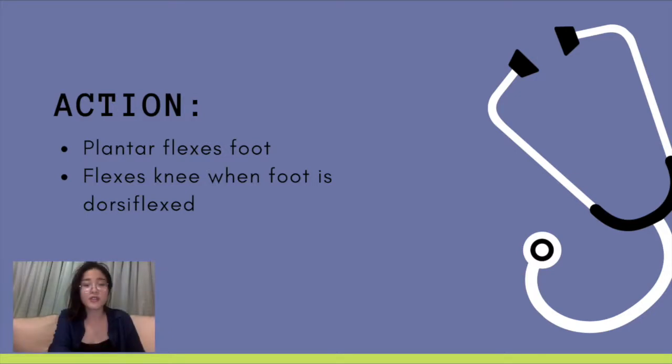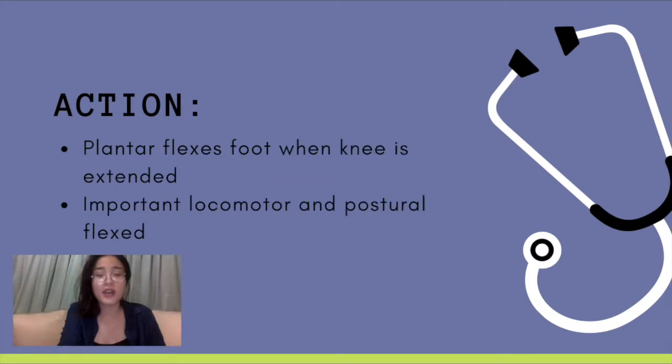The action of the gastrocnemius: it plantar flexes the foot and flexes the knee when the foot is dorsiflexed. The action of the soleus: it plantar flexes the foot when the knee is extended, important for locomotion and postural reflex.